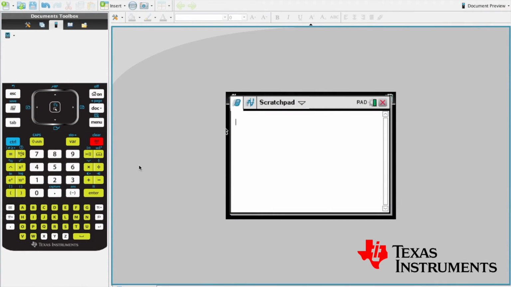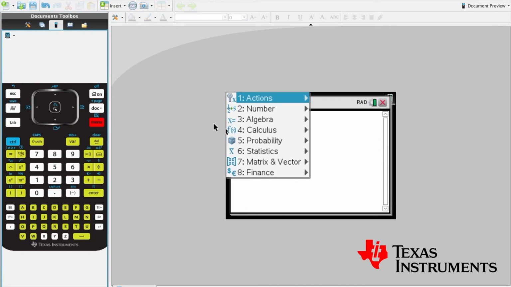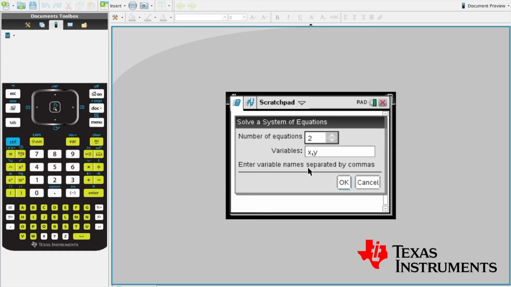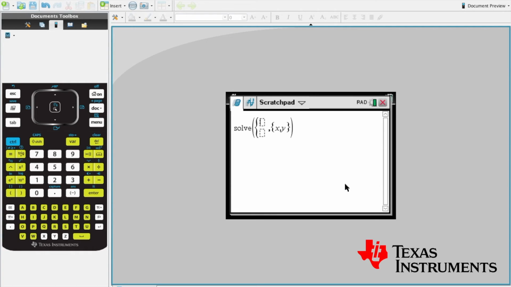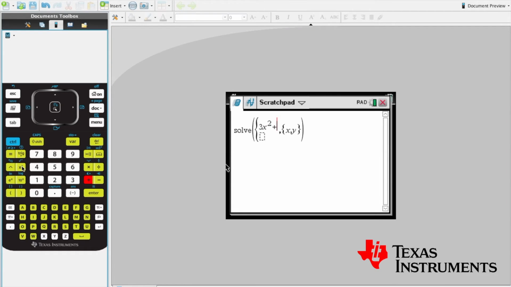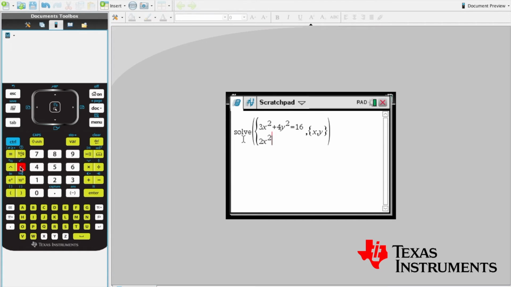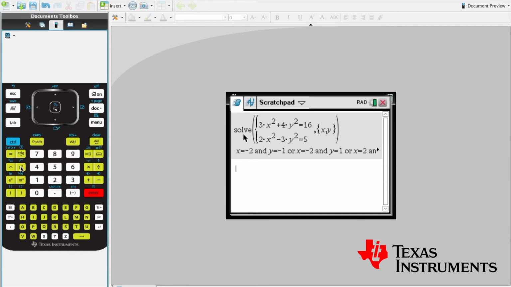And so for our fourth problem, we'll go ahead and click Menu, Algebra. Go down to Solve System of Equations. Choose the first choice. We do have 2 equations in x and y, so click OK. And then in our first prompt, we'll type in 3x squared plus 4y squared, and this equals 16. Then we'll click in the second box and type in 2x squared minus 3y squared, and this equals 5. From here, we will click Enter, and that gives us our solutions.